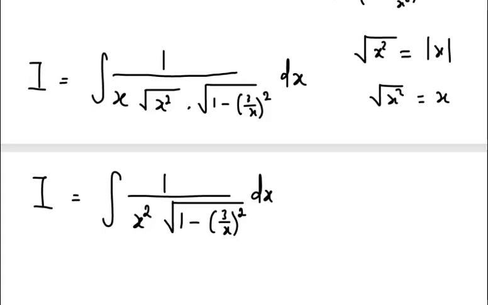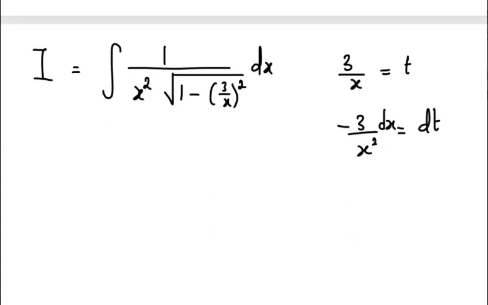So make the following substitution. We're going to let 3 all over x equals t, right? Differentiate both sides, we get negative 3 all over x squared is equal to, oh, this is dx, right? So this is equal to dt. Now divide both sides by negative 3, we get that dx all over x squared is equal to negative dt all over 3.